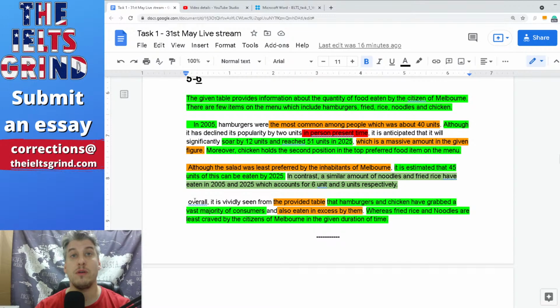And then the overview. "Overall, it's vividly seen from the provided table." Now, as I said before, don't mention the table after the introduction. Try and avoid that. But the rest of the paragraph is pretty good. It's all in green. "So hamburgers and chickens have grabbed a vast majority of consumers." This is talking about a major trend. "Whereas fried rice and noodles are least craved by citizens of Melbourne." It's talking about trends again. It's all very good.